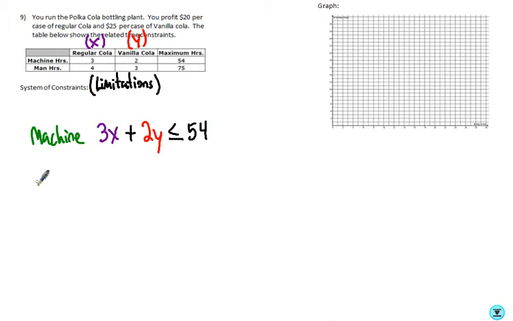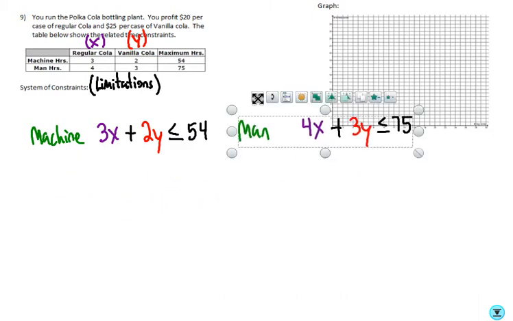And then the other constraint or limitation is how many hours we can pay people here. So it says that on the labor it is 4 hours for each case of Coke, and 3 hours for each case of vanilla, and then that has to be less than or equal to 75. So we can't pay people for more than 75 hours. Maybe that's all we have in the budget. So these are going to be our two constraints, and I'm just going to move this over a little bit.